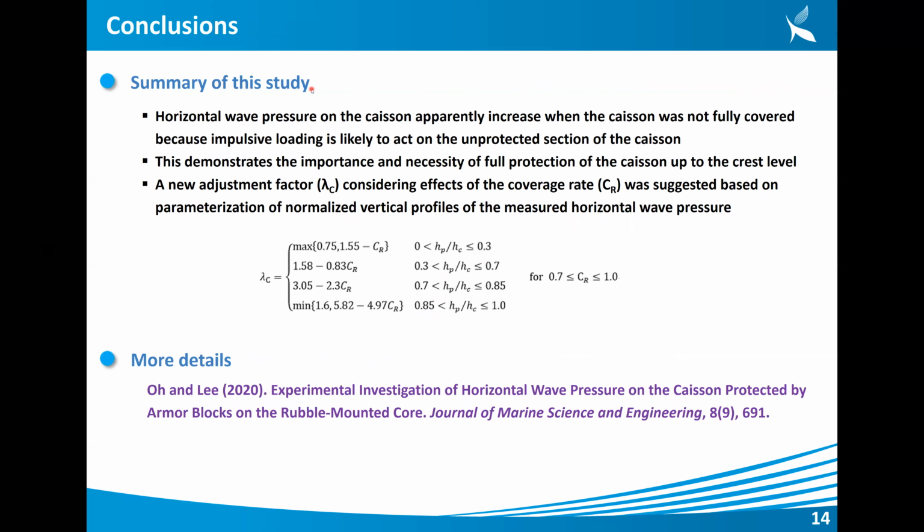Now let me conclude my talk. Analysis of the experimental data show that horizontal wave pressure on the caisson apparently increased when the caisson was not fully covered. This demonstrates the importance and necessity of full protection of the caisson up to the crest level. Because imperfect protection may result in even greater wave loading than a simple solid caisson without any protection.